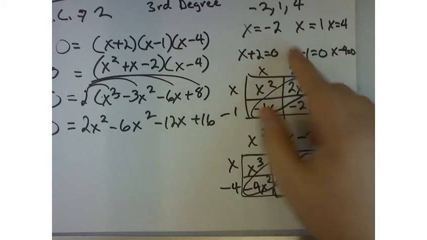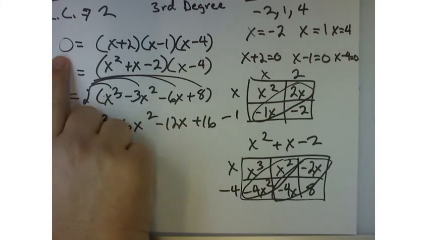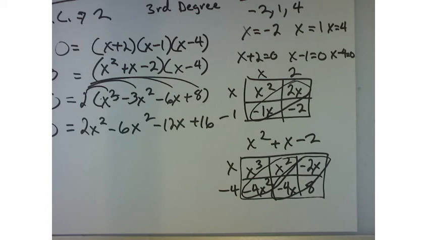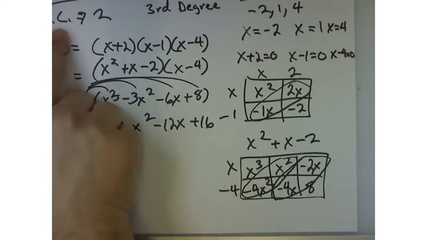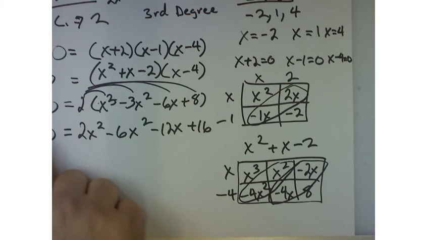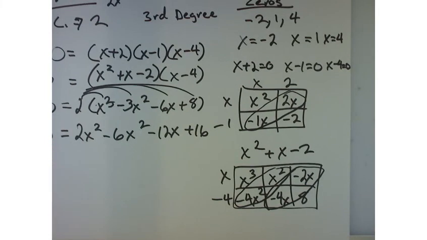Well, 0 times 0 times 0 equals 0. So this times this will equal 0. The only issue we have is at the very end, because we want the leading coefficient to equal 2, we would multiply everything by 2. By the way, when you multiply 0 by 2, you get 0. So multiplying by 2 doesn't change the fact that those are the zeros. Does that make sense? Okay. That is it.